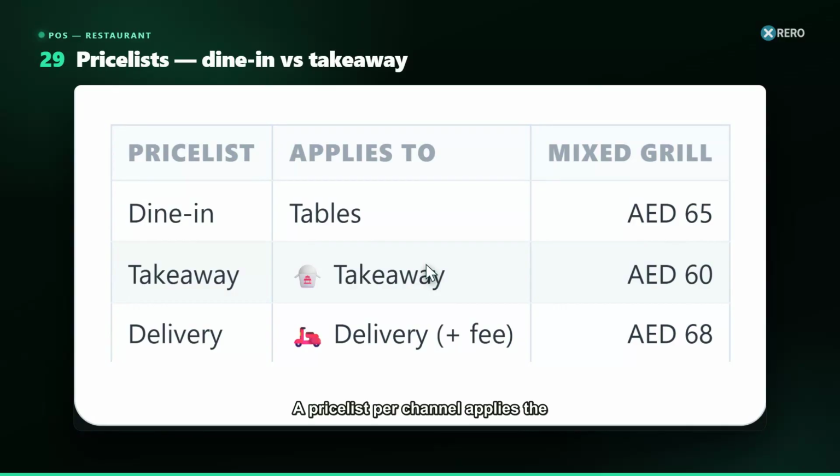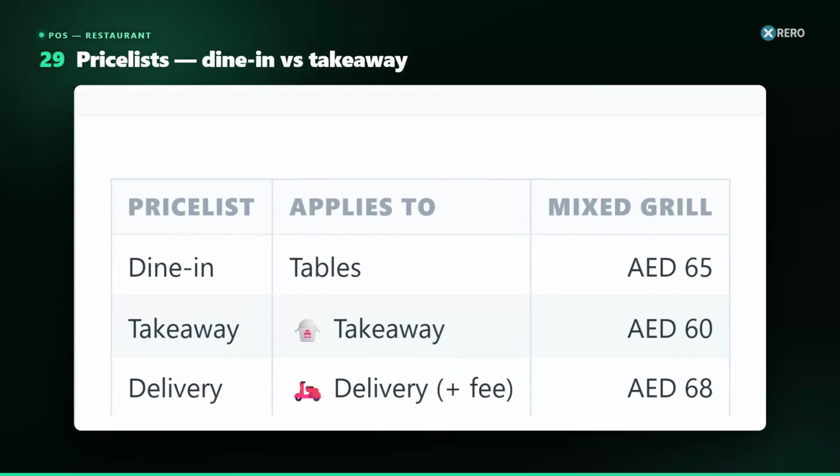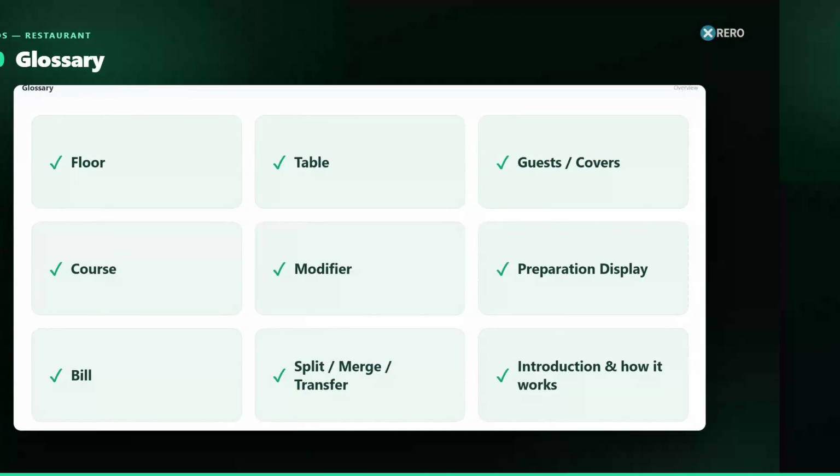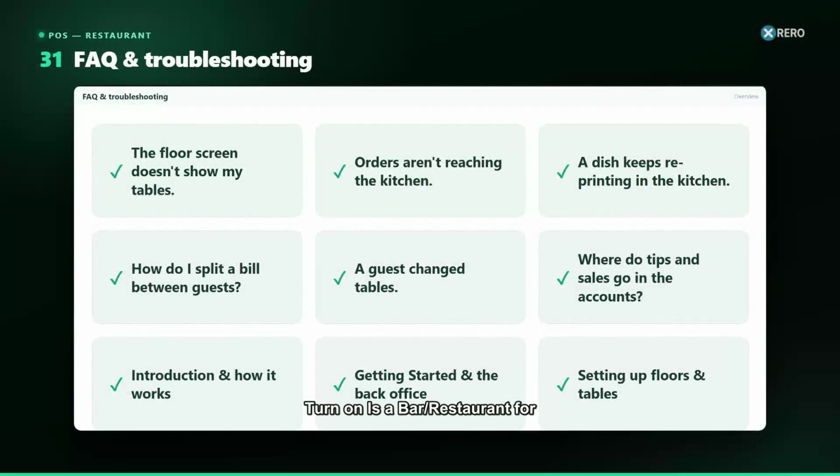Restaurants often charge different prices for dine-in, takeaway and delivery, or run happy hour and Ramadan offers. A price list per channel applies the right price automatically based on the order type, so the menu price is always correct. Glossary. Turn on is a bar/restaurant for the register, then add floors and tables in configuration.